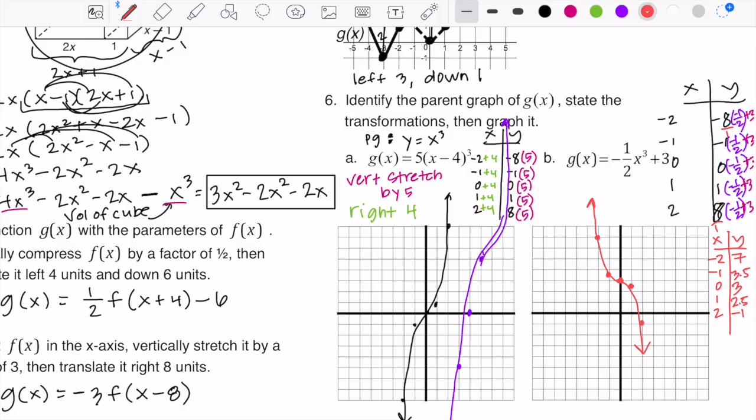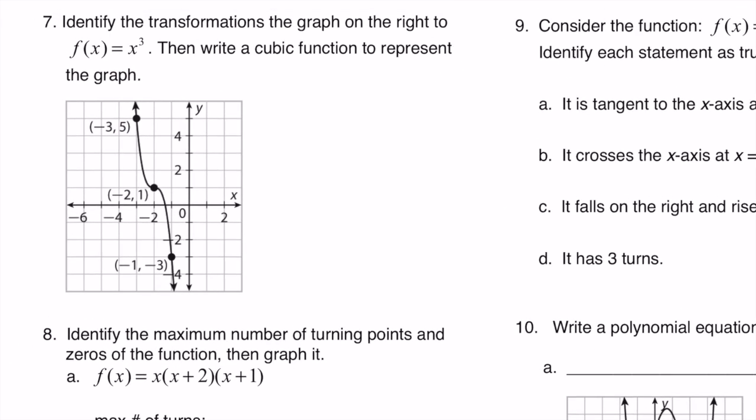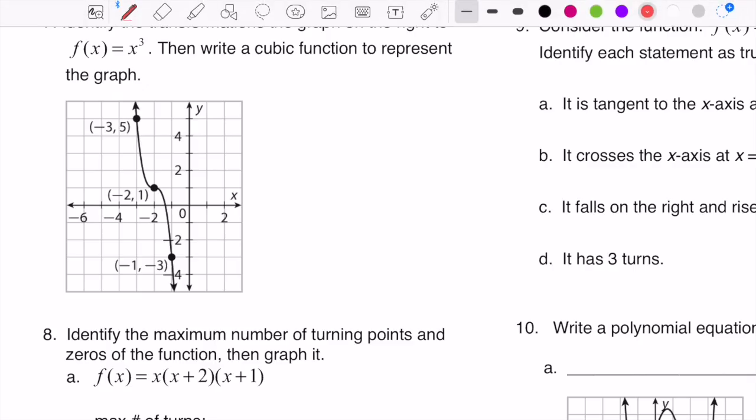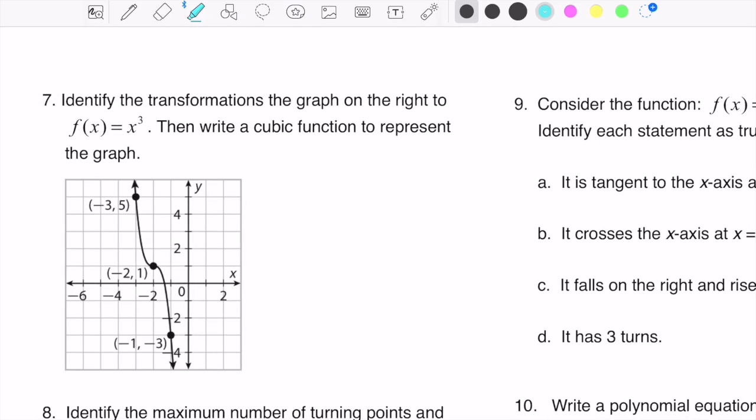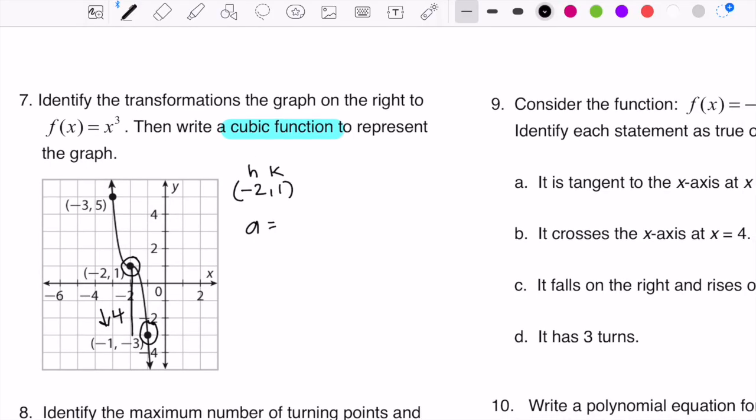All right, on to the back side. This one actually says that it is a cubic function. So we are going to make sure that we write it as a cubic function and not just a general function. So the way we do this is we find our h, k. So that is -2, 1. And then we also go 1 point to the right. So that's going to be right here. And we can see that we went down 1, 2, 3, 4 squares down. So that means that a is going to be -4.